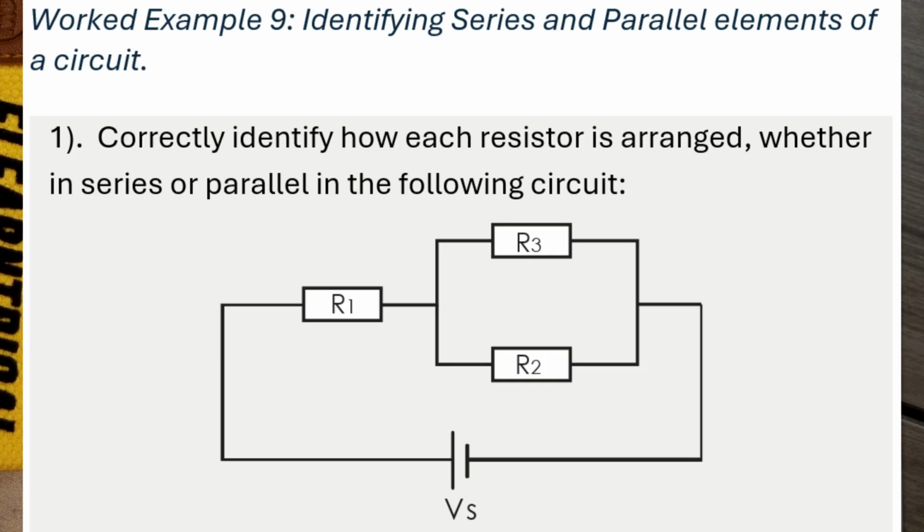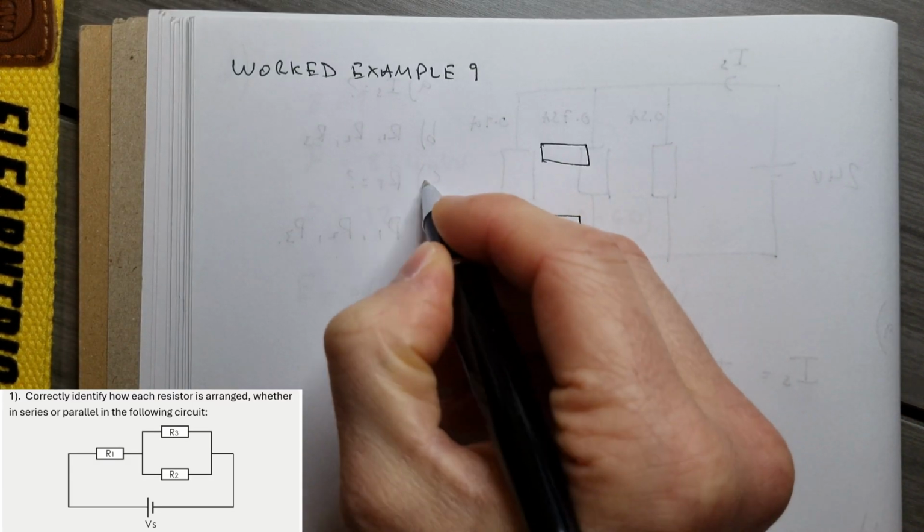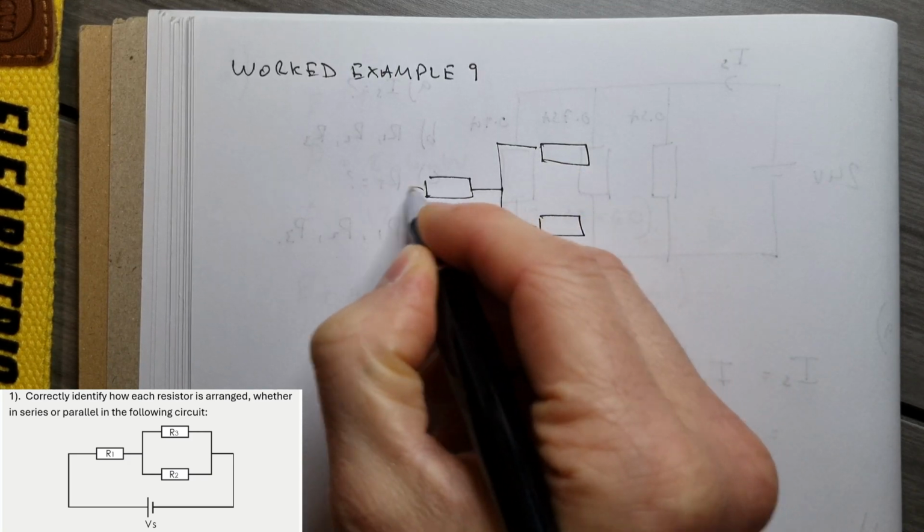Worked example 9, identifying series and parallel elements of a circuit. Alright, in question 1, we're asked to identify how each resistor is arranged, whether it's in series or in parallel in the following circuit. And the following circuit has got our 3 resistors, probably the most basic combination circuit that you can get.